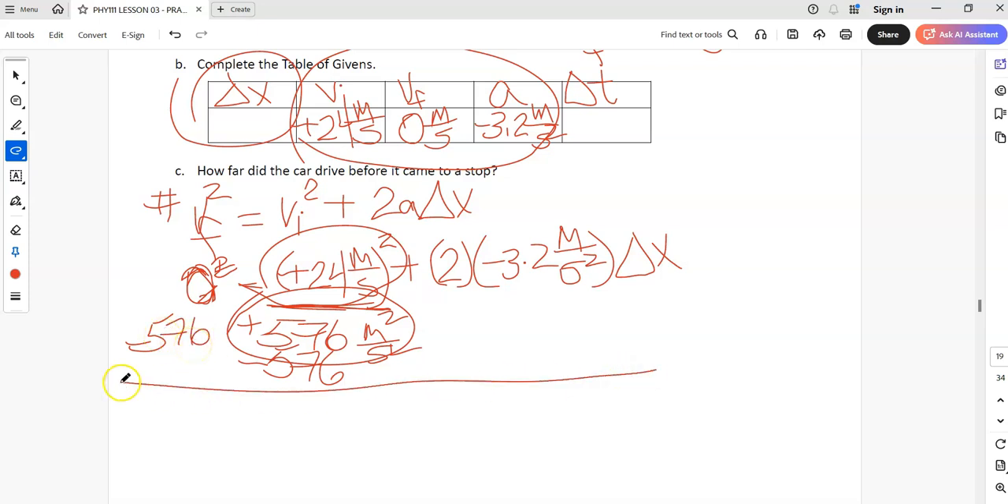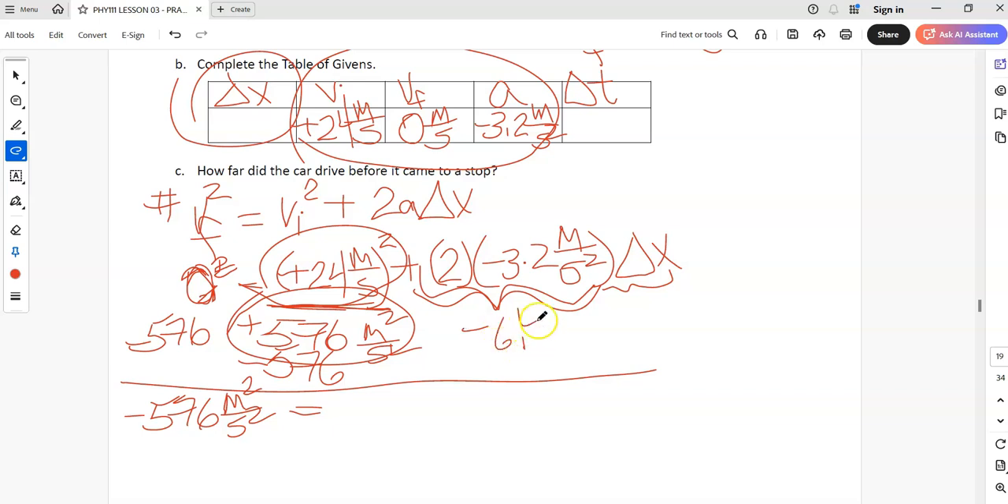And we subtract this out. Now we have negative 576 meters squared per second squared equals this term times this term. Well, let's just multiply this out. This is 2 times negative 3.2. Well, that's negative 6.4 meters per second squared. So we have this is equal to negative 6.4 meters per second squared times delta x.